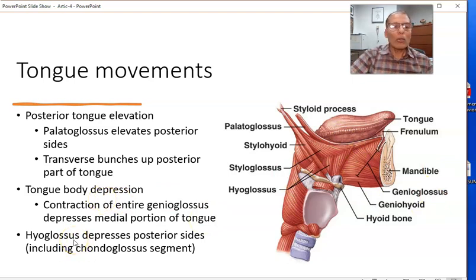The hyoglossus depresses the posterior sides of the tongue, and the hyoglossus includes one segment of it called the chondroglossus segment. Again, it is hard to identify, but I meant for you to look for it. So don't worry, just worry about the hyoglossus.